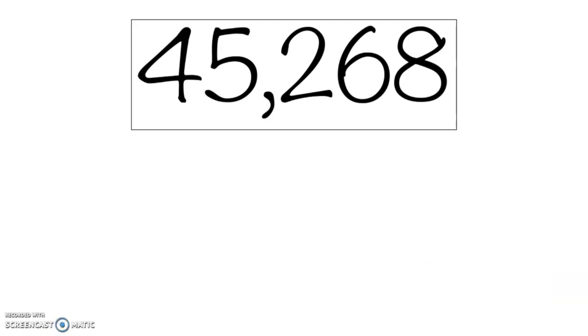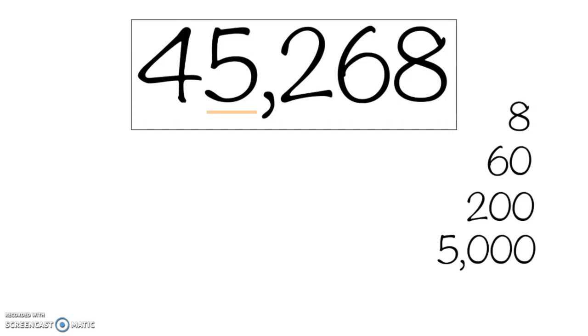All right. So what does each digit represent? What does it stand for? Well, the 8 stands for just 8 ones. Then the 6 means that there are 60. Then that 2 represents 200. The 5 represents 5,000. And then the 4 represents 40,000.